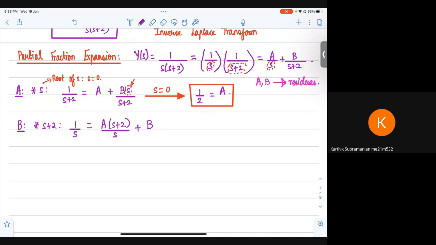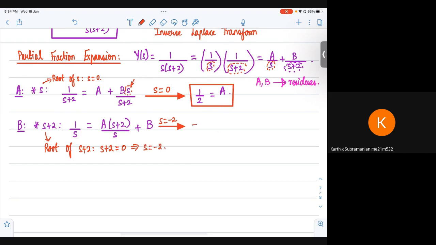Now, why did I get only b? Because you can see that I already have an s plus 2 term here, so that cancels it. Now, what do we do? We substitute the root of s plus 2. The root of s plus 2 is going to be s equals minus 2. How did I find the root of s plus 2? The root of any polynomial is obtained by substituting the polynomial equals 0. In this case, the polynomial is s plus 2. So if I substitute s plus 2 equals 0, I get s equals minus 2.